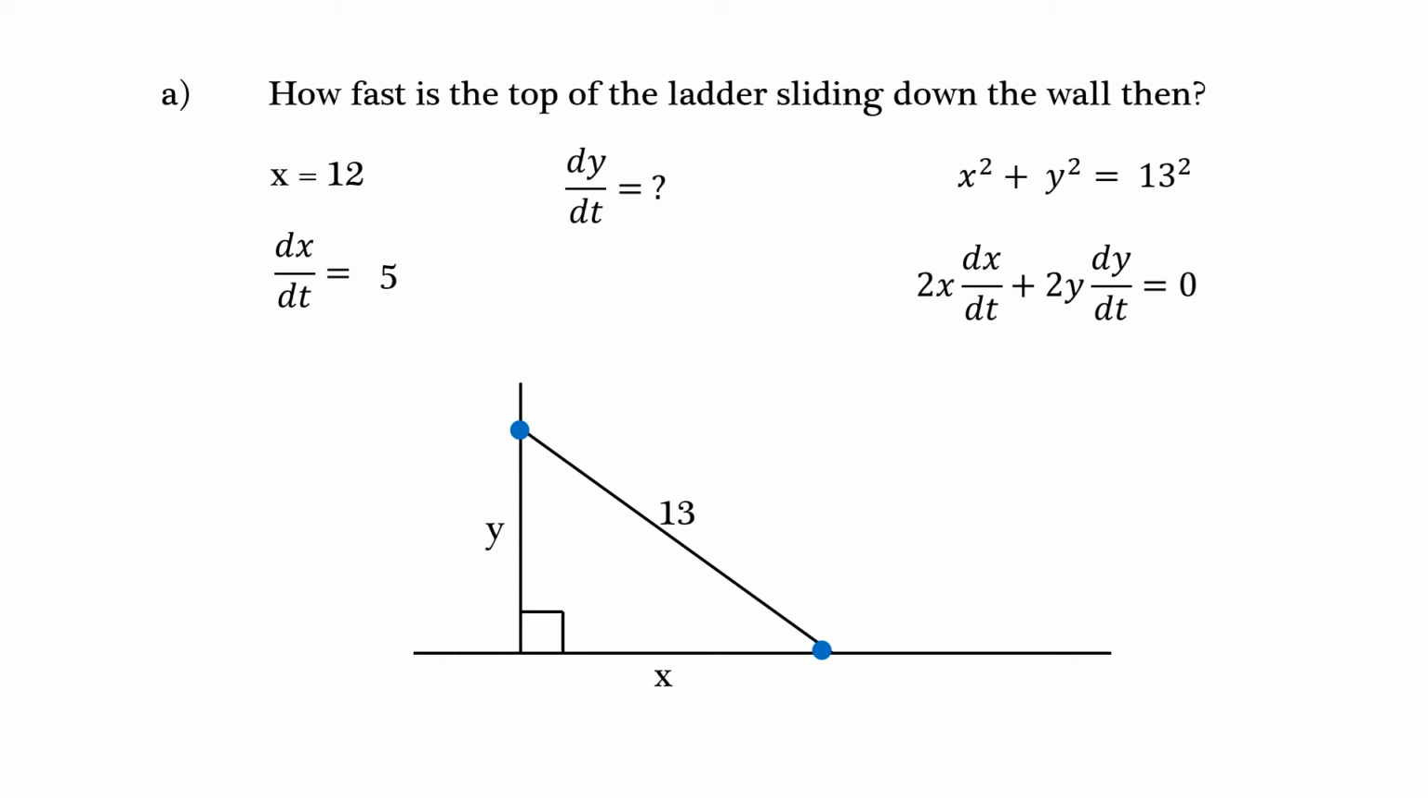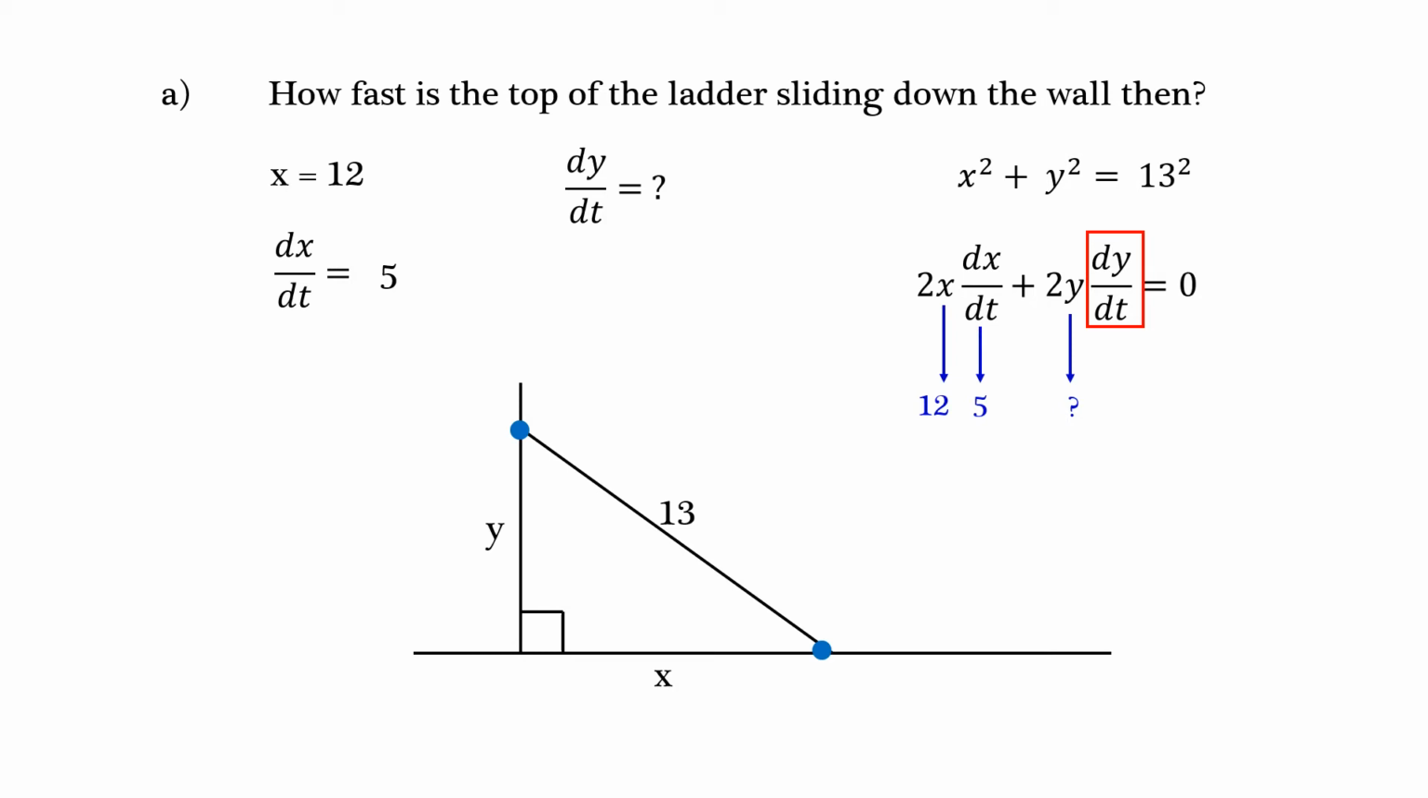So this problem, how fast is the top of the ladder sliding down the wall, is asking us to find the value of dy dt. In order for us to find the value of dy dt, we must have the values of all other quantities involved. For example, we must have the value of x, we must have the value of dx dt, and we must also have the value for y. We know that this question is asking for dy dt when x is specifically 12. Also at that time the dx dt is 5. However, we don't have the value of y at this specific moment.